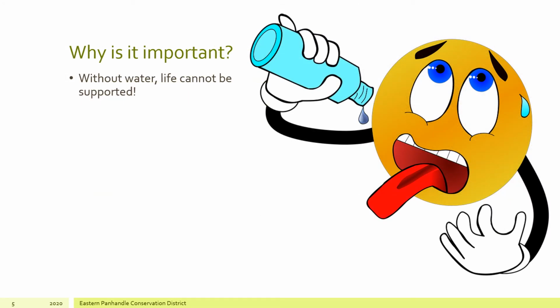And why is water so important? Basically, without it, no life can be supported. That's why everybody lives on Earth, because it is the only planet that is able to actually support life.